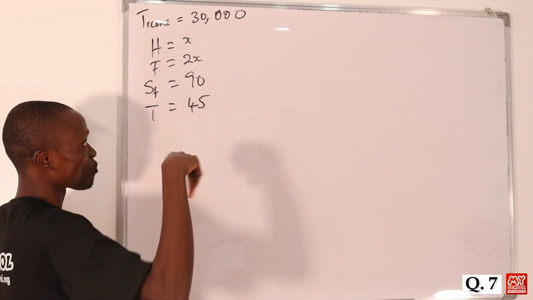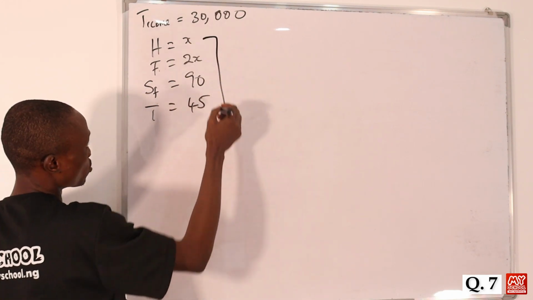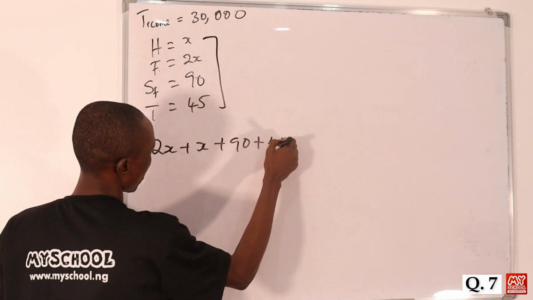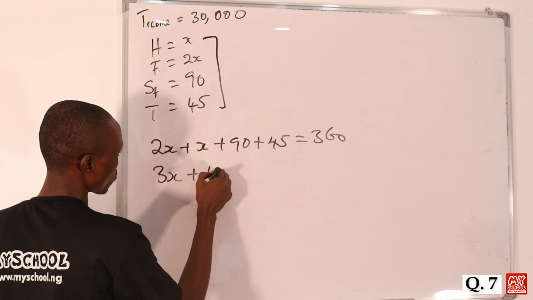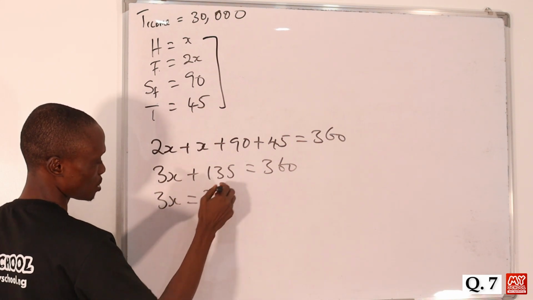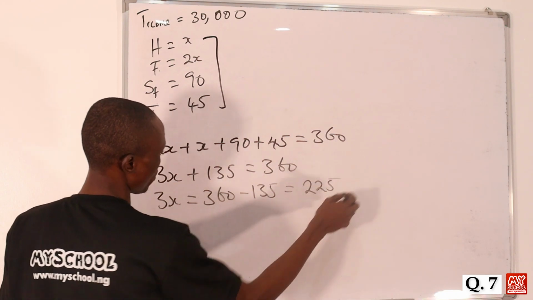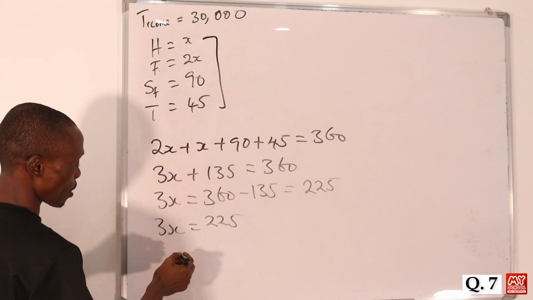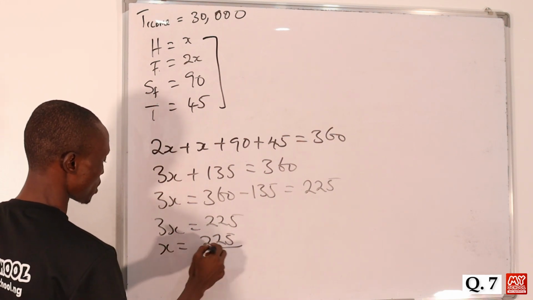But remember that the sum of angles in a circle is equal to 360. So we are going to add all this together, so that we'll be having 2x plus x plus 90 plus 45 is equal to 360. So here we'll be having 3x plus 135 is equal to 360. So 3x is equal to 360 minus 135, and this will be equal to 225. So if we divide both sides by 3, we'll be having x is equal to 225 divided by 3.